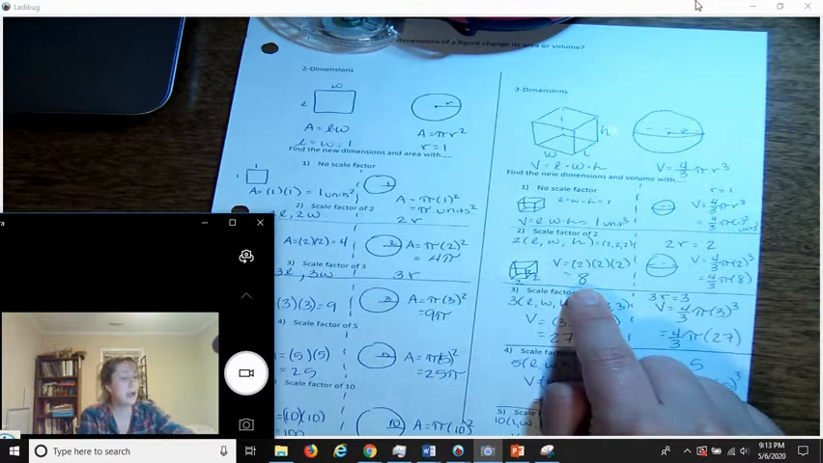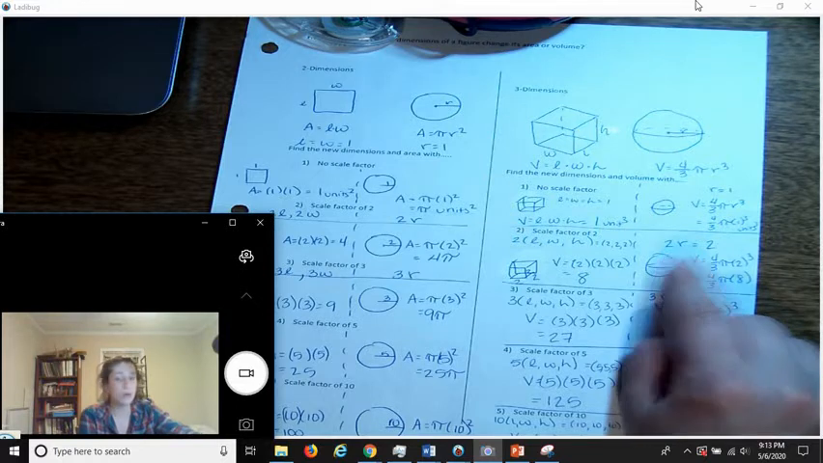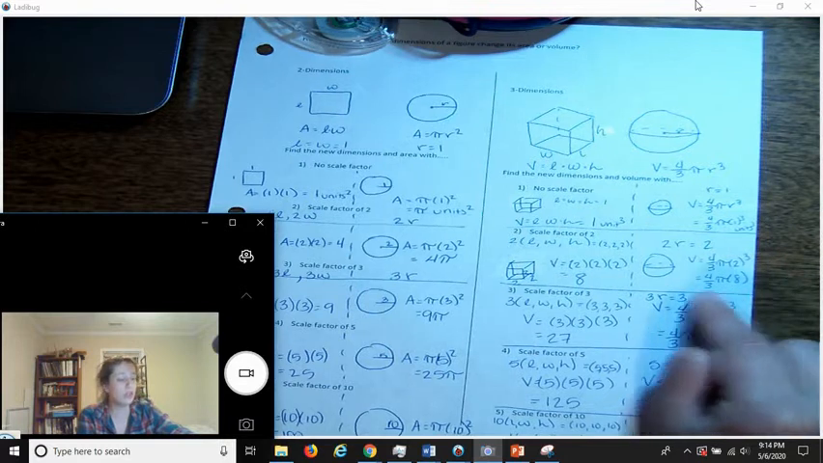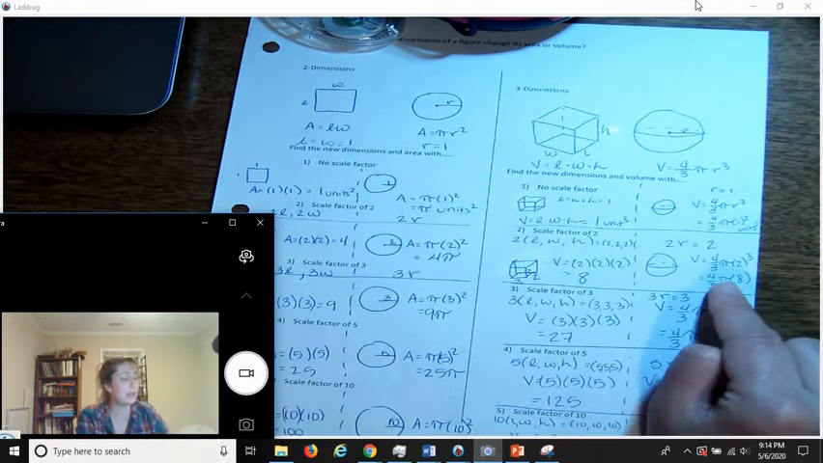Same thing here. My original radius was 1. My R was 1. So I multiply that by 2 because that's my scale factor. A scale factor is just something that you multiply by. I end up getting a new radius of 2. Then my new volume is 8 times 4/3 times pi.